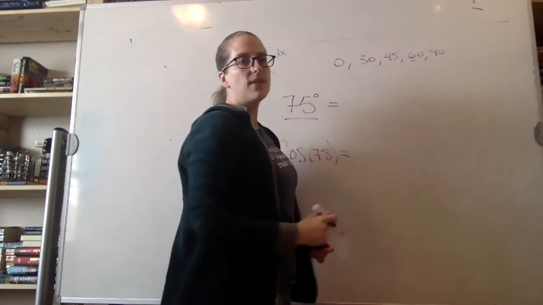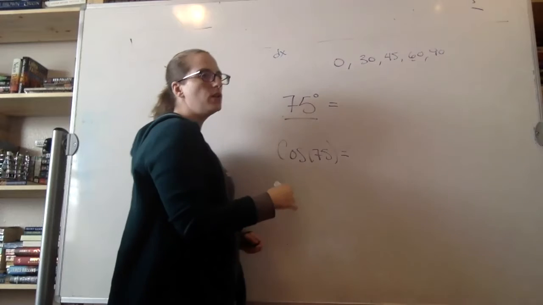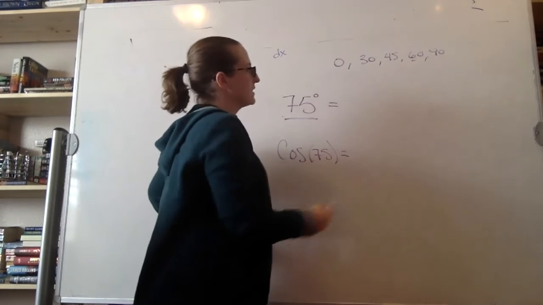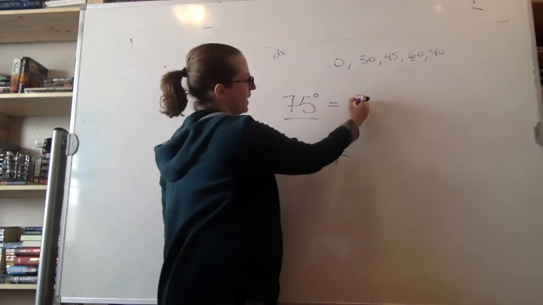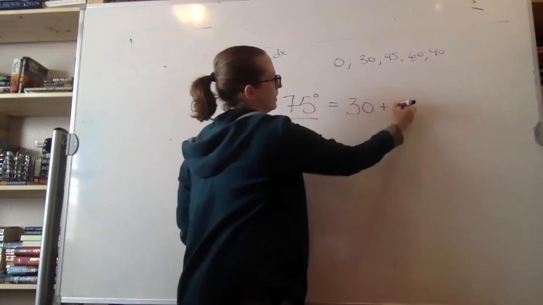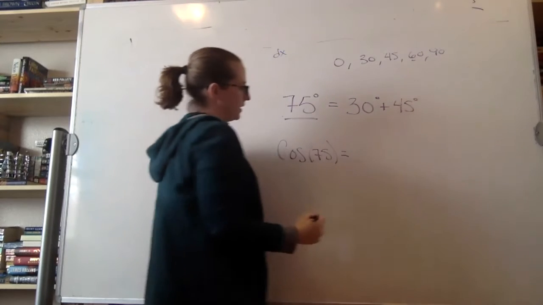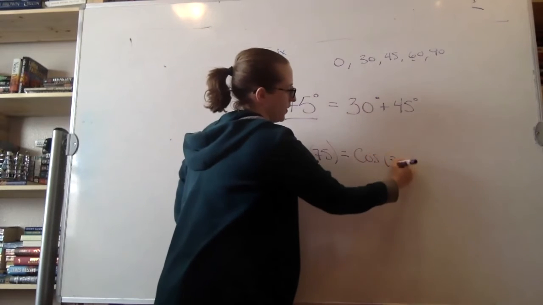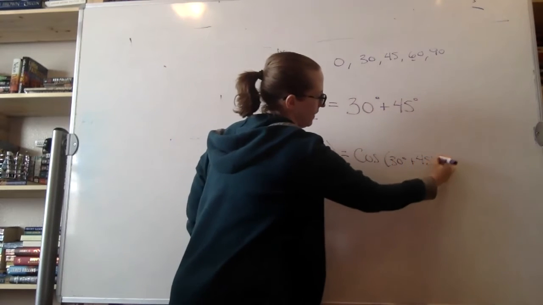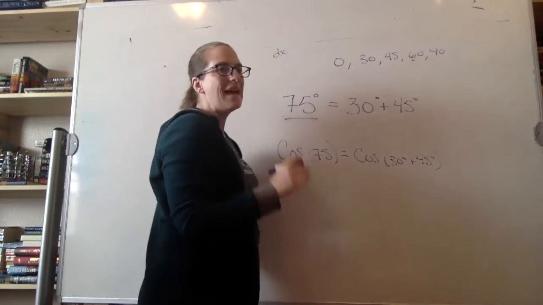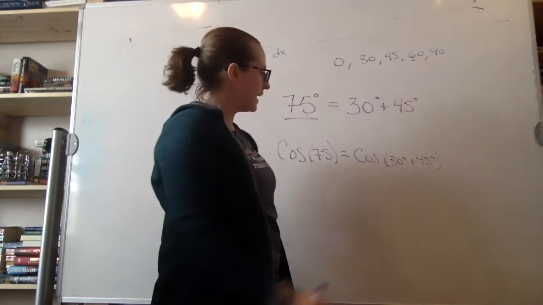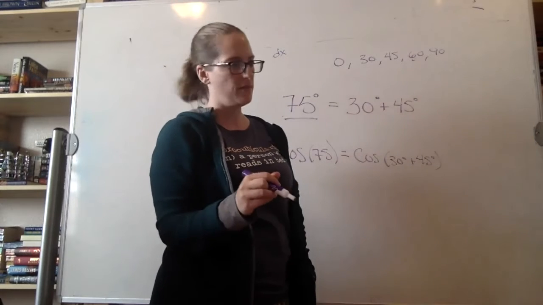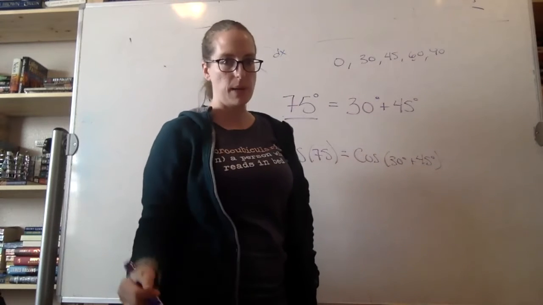If we can write 75 as a combination of those, then we can use our cosine sum difference equation to rewrite cosine 75 as things that we know. Well, notice that 75 is equal to 30 plus 45. So cosine of 75 is the same thing as cosine of 30 degrees plus 45 degrees. And one of our identities says cosine of a plus b is equal to cosine of a cosine of b minus sine of a sine of b.